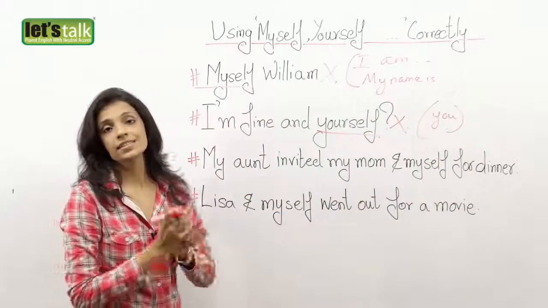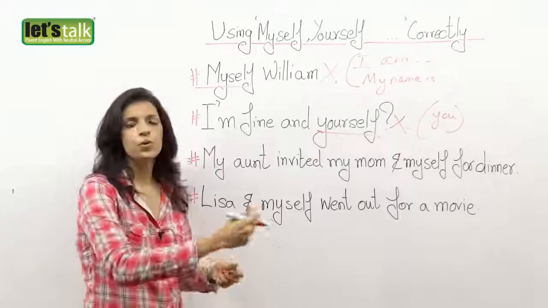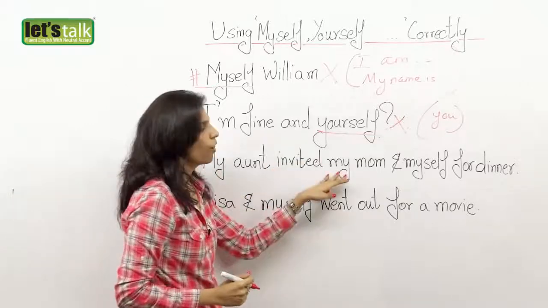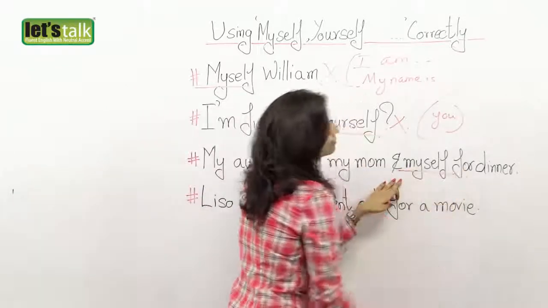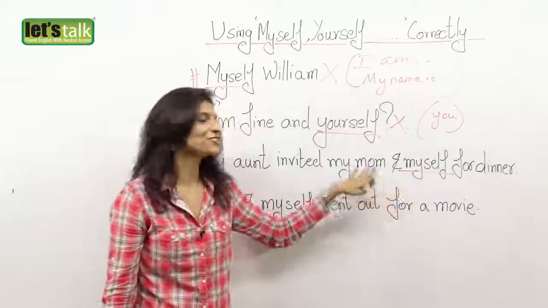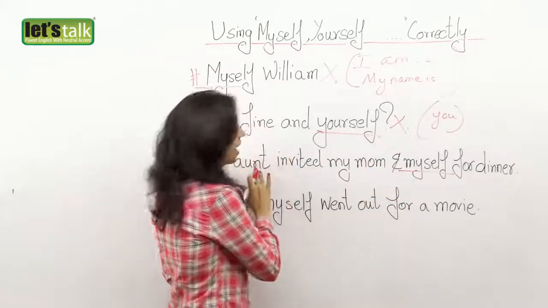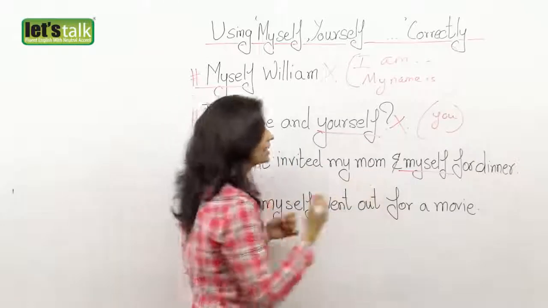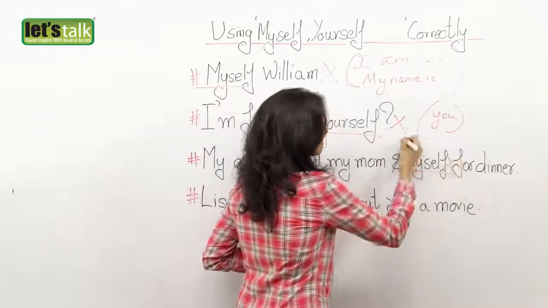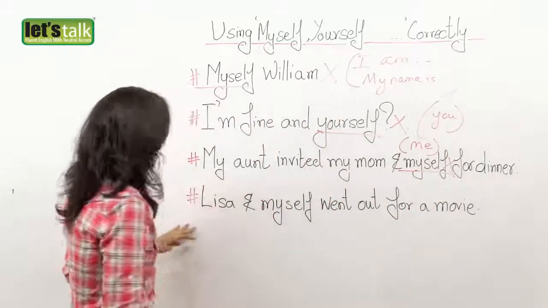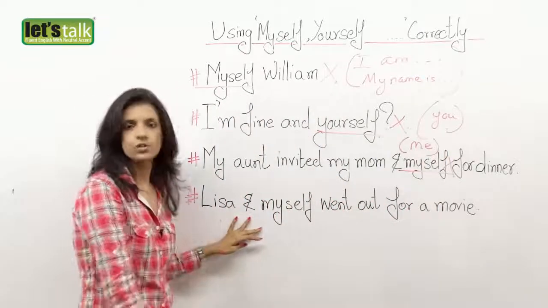Then I asked another student, "So what did you do over the weekend?" He said, "My aunt invited my mom and myself for dinner." Again, you do not say myself, you say my aunt invited my mom and me for dinner.